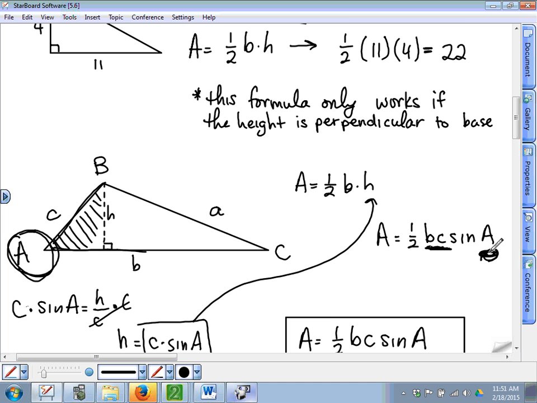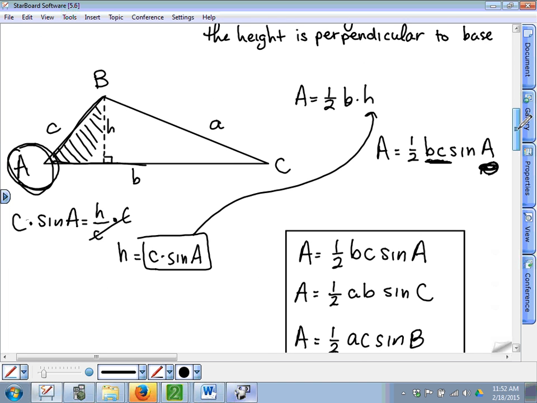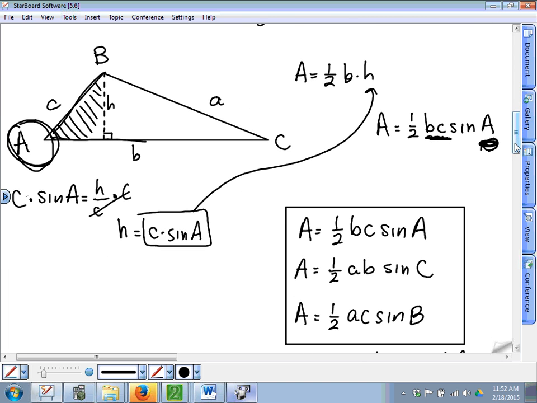You guys following? So I've written the formula 3 different ways. It's not that you have to memorize 3 formulas. I don't want you guys freaking out about remembering 3 formulas. It just depends on where A, B, and C are. So for example, if you have side BC, you have to have angle A. Or if you have side AB, you have to have angle C. Or if you have side AC, you have to have angle B. The point is, you have to have two sides and the angle in between them.